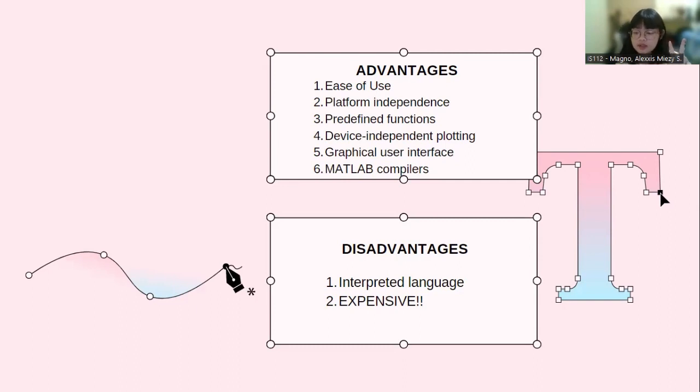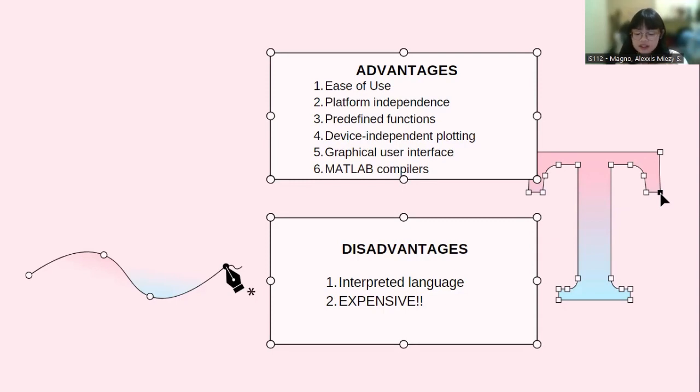There are two principal disadvantages in MATLAB. First, it is an interpreted language, therefore it can execute more slowly than compiled languages. Second is, of course, it is quite expensive. A full copy of MATLAB is about 5 to 10 times more expensive than a conventional C. And that's all for the advantages and disadvantages of MATLAB.